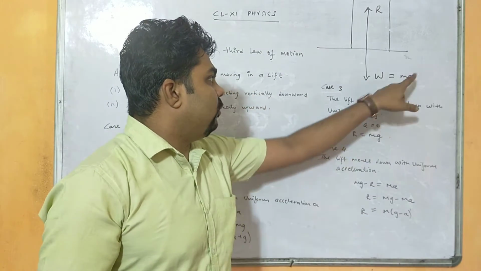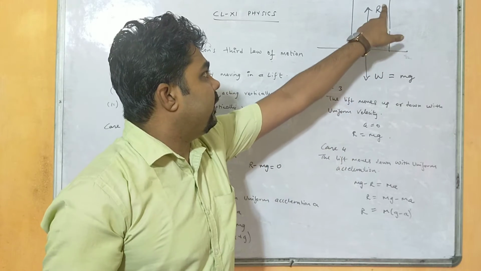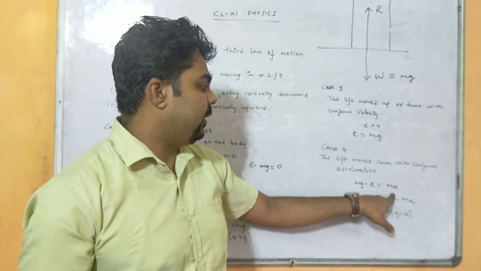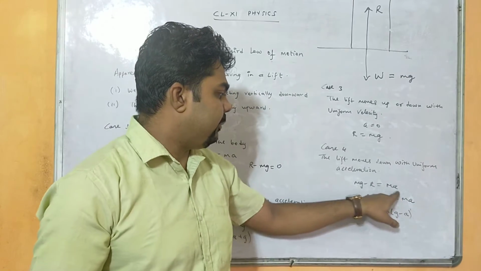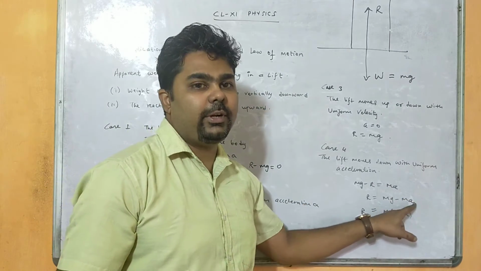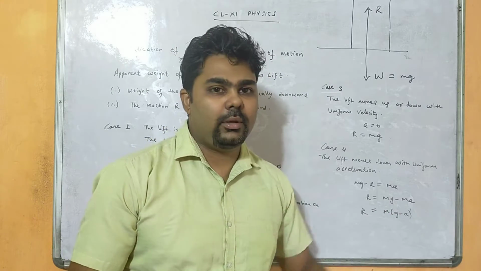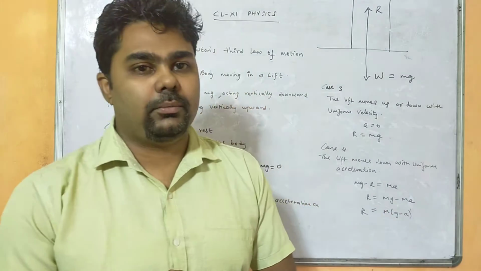When the lift is moving down, definitely the weight W is more than the reaction force. So that is why I wrote mg minus R equals to net force, that is ma. If I take R to one side and ma to the other, that means mg minus ma. If I take m common, what will you get? g minus a. R equals m(g minus a). So these are the four conditions, right?